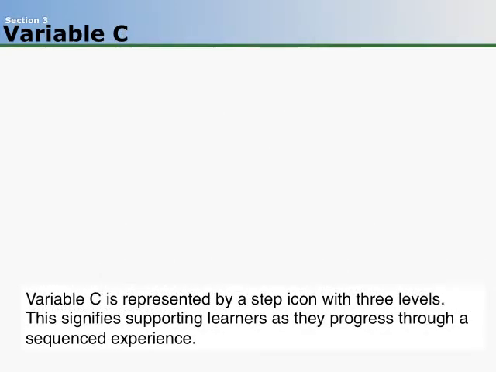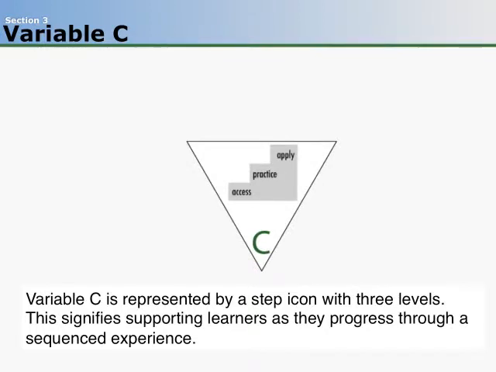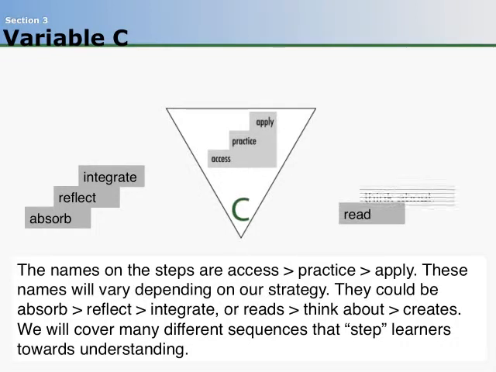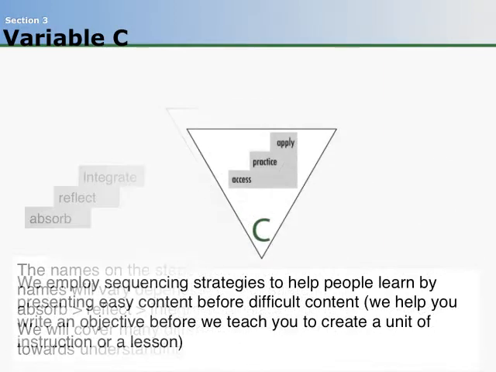Variable C is represented by a step icon with 3 levels: access, practice, and apply. This signifies supporting learners as they progress through sequenced experience. The names on the steps are access, practice, and apply. These names will vary depending on our strategy. They could be absorb, reflect, integrate, or they could be reads, thinks about, creates. We will cover many different sequences that step learners towards understanding.